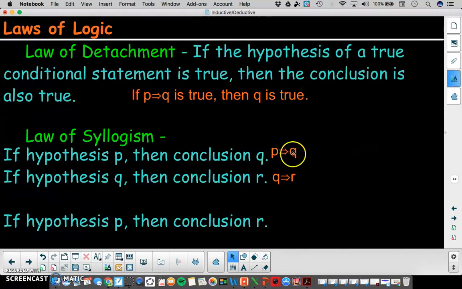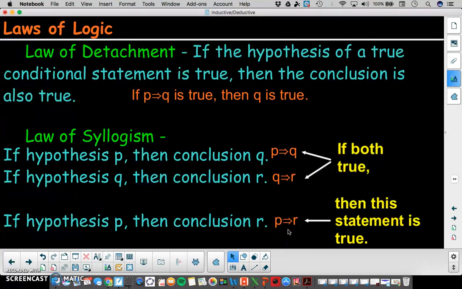Because we have P implies Q and Q implies R, a reasonable conclusion using the law of syllogism is that P implies R. You can think about this as a middleman. Because we're using the conclusion here as the hypothesis here, we can get rid of the middleman and say P implies R. So if both of those statements are true, then P implies R is a true statement and a valid conclusion.